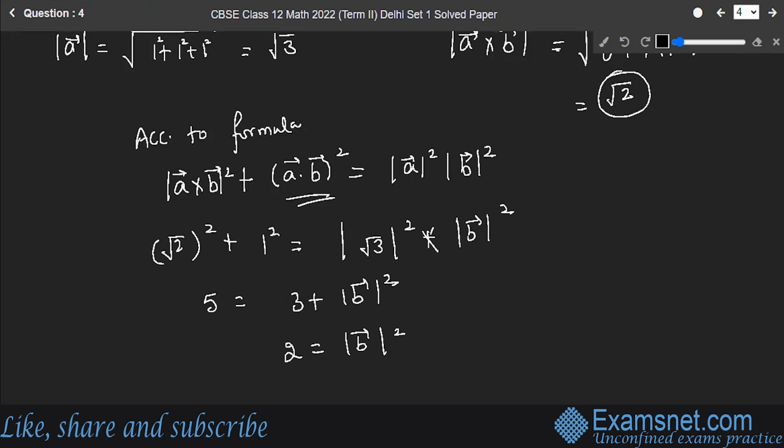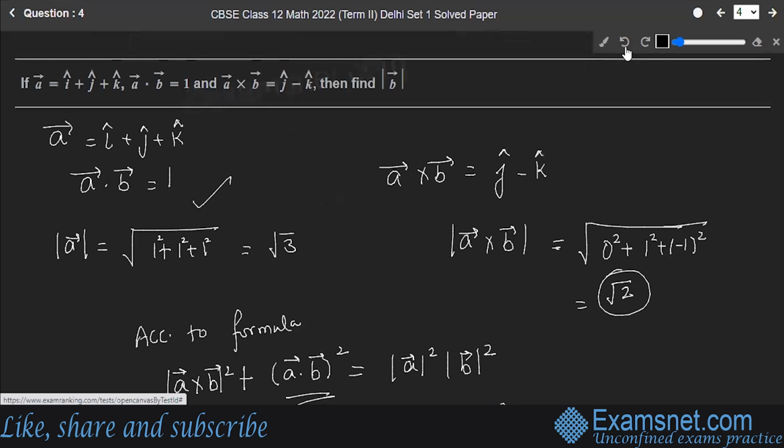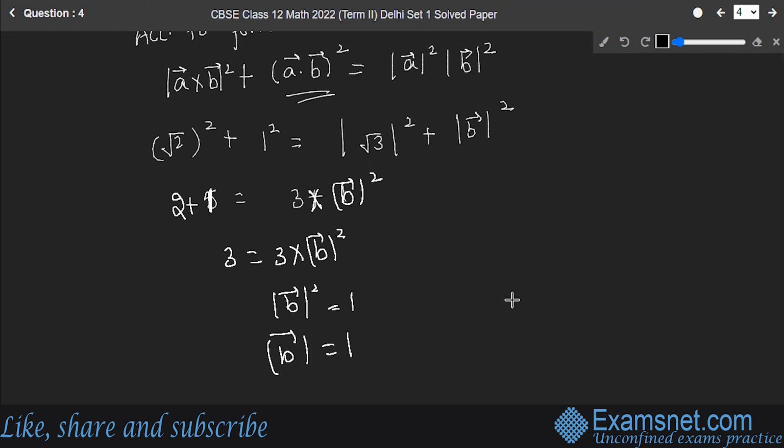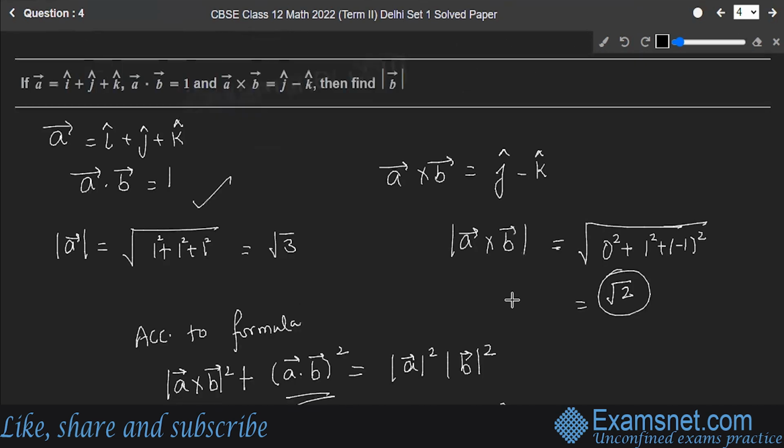Here was the product. This is something wrong. So that is equal to 2 square plus 1 is equal to 3 cross B's magnitude. So this is equal to 3 into magnitude of B vector square, or B vector square is equal to 1, which gives you the magnitude of the B vector is equal to 1. And this is what you needed to find out in the question, right? You needed to find out the magnitude of the B vector, which is equal to 1. That's it. Hope you got that.